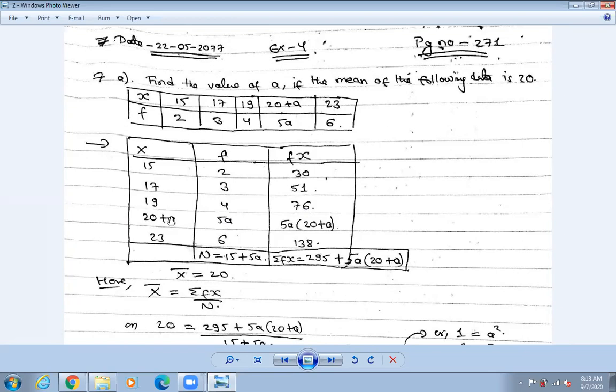When you multiply it, we need to multiply inside the bracket, because this will multiply both the numbers. So 5a into 20 will be 100a, plus 5a into a becomes 5a square. You can write it like that directly. Otherwise, 5a, and your number you write down inside the bracket, 20 plus a. So ultimately it is going to multiply afterwards. Next one is 23 into 6, it becomes 138.